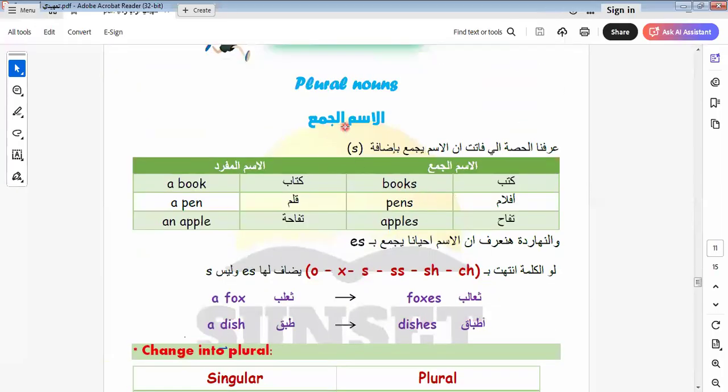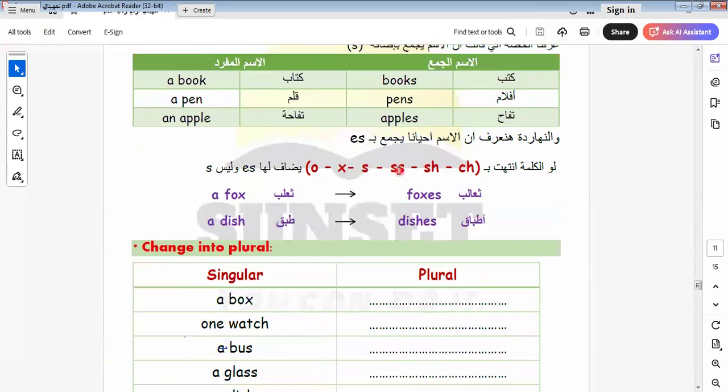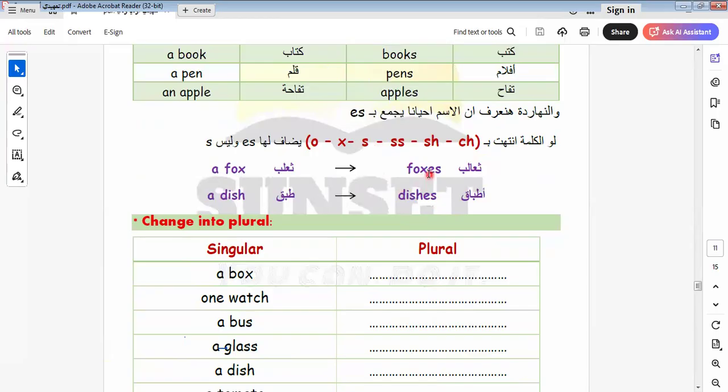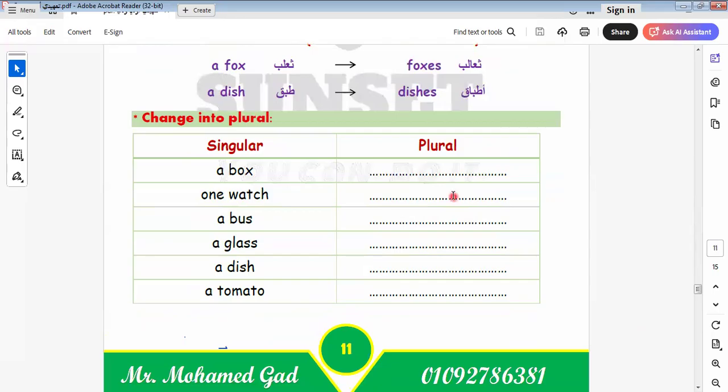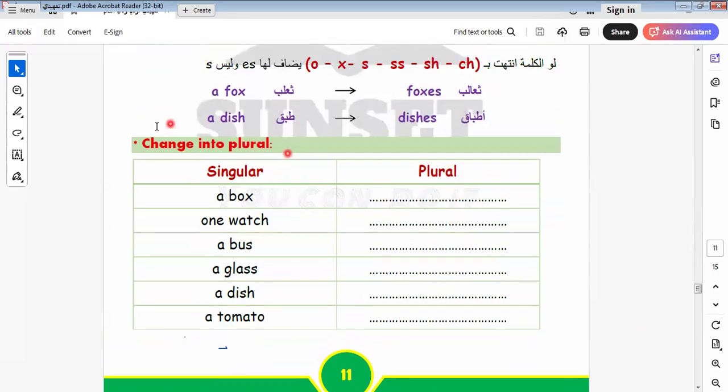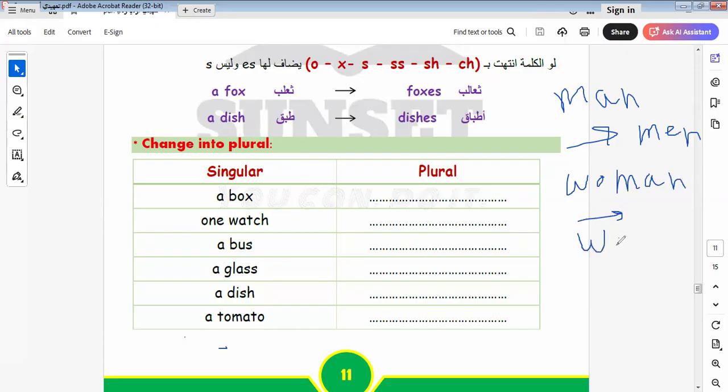Here are also plural nouns. As we know, we have some regular plural nouns which add es to the noun, like this. We say fox, foxes, dish, dishes. We also have irregular plurals that change completely. Like what? Like man, men, as we took before. Man will be men in the plural. Woman, women. Tooth will be teeth.